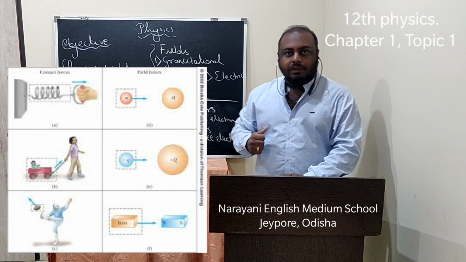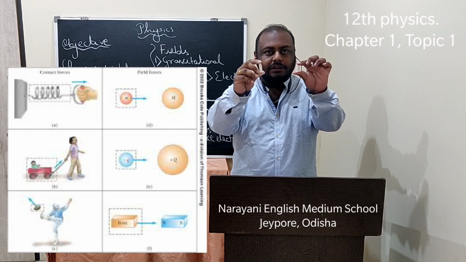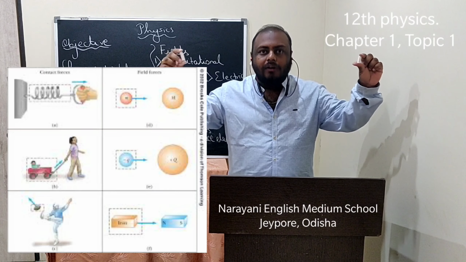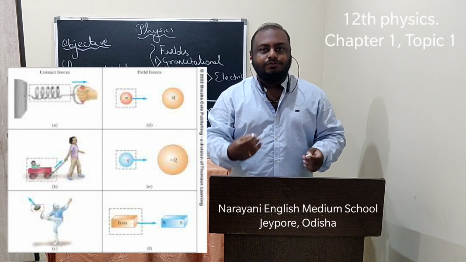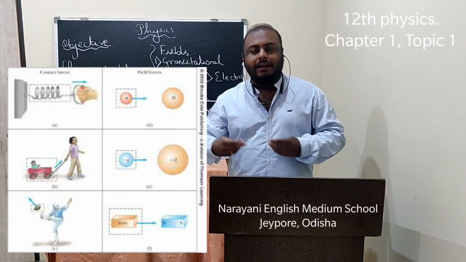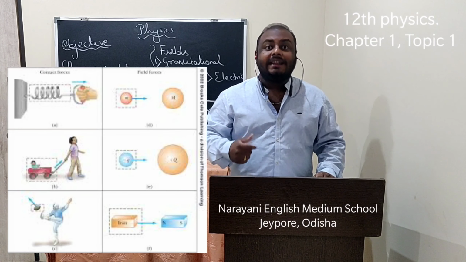magnetic force. Even with magnetic force, when we place two magnets near each other, they don't come into contact, but they either repel or attract. So even this force is exerted without coming into contact and it is a form of non-contact force. The third variety of non-contact force is electric force.